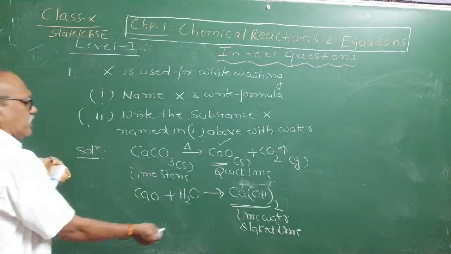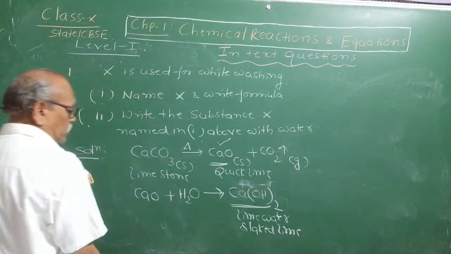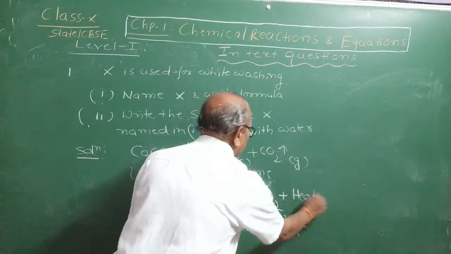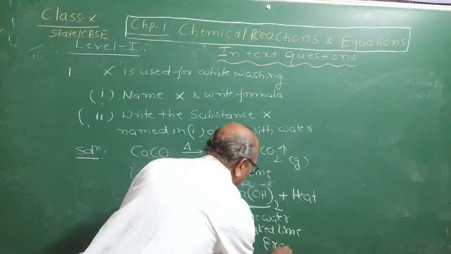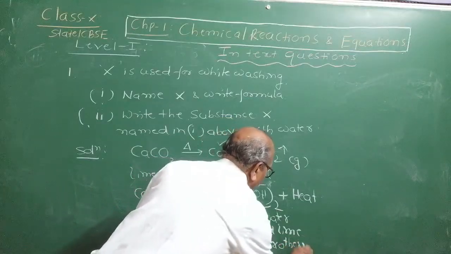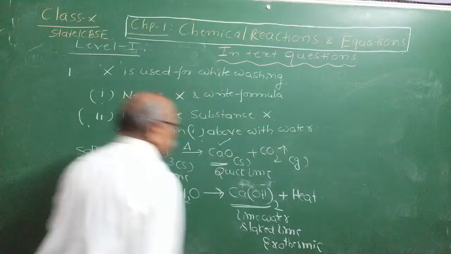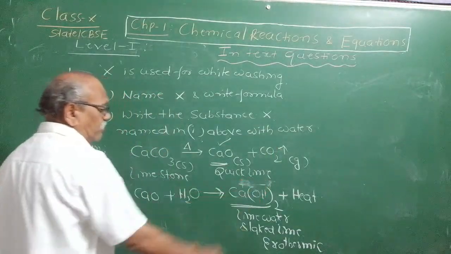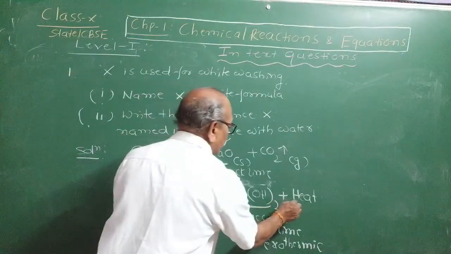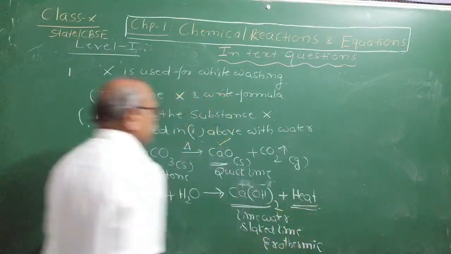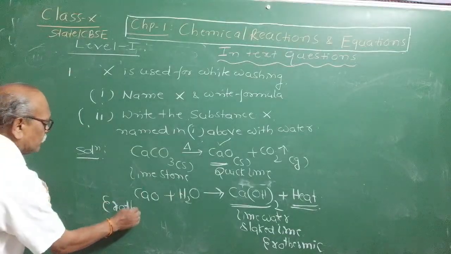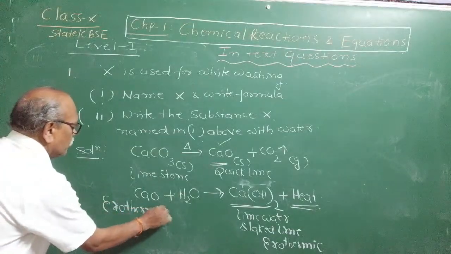If you put it in water, it is a highly exothermic reaction, plus heat is liberated. Such reactions are called exothermic reactions. Calcium oxide reacts with water violently, liberating a lot of heat energy, generally written with plus heat, right? So these are called exothermic reactions. Exothermic reactions means what?